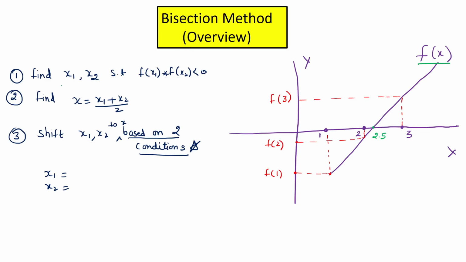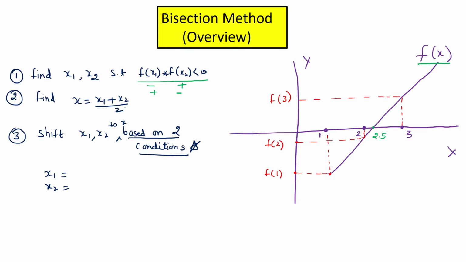This method says first you have to find x1 and x2, that is 2 points on the x-axis. These points should be such that if I find the value of the function at x1, find the value of f of x2, and multiply them, I should get a value less than 0. And this can only happen when both these values are of opposite sign. That means f of x1 can be negative and f of x2 positive, or f of x1 positive and f of x2 negative. Then only I can get a value less than 0.